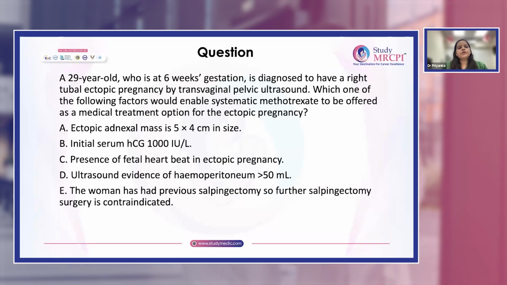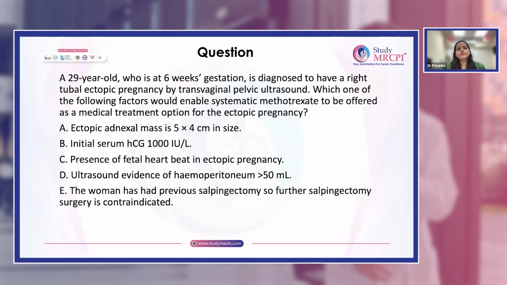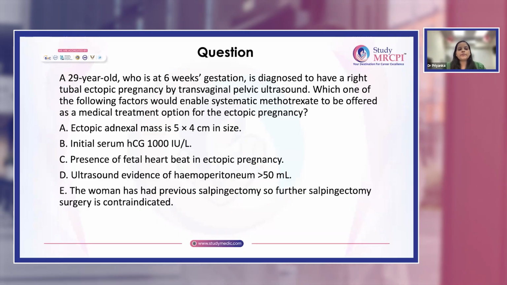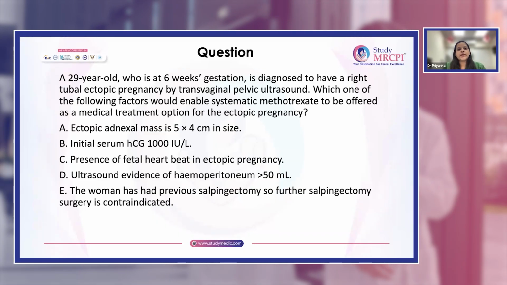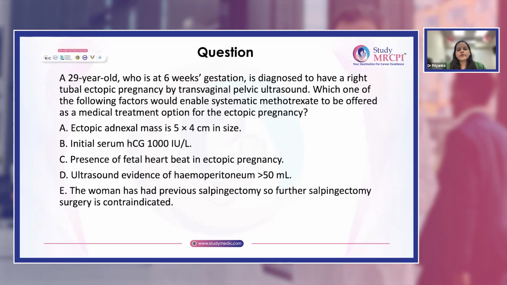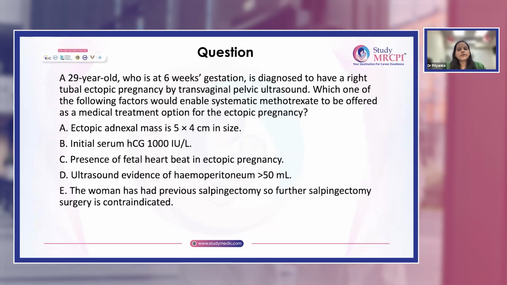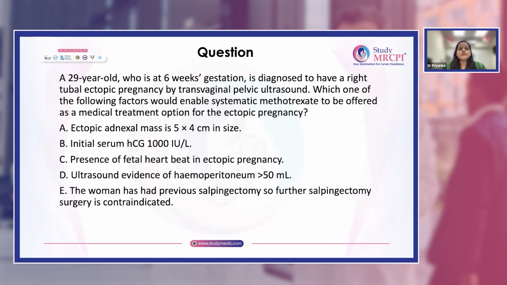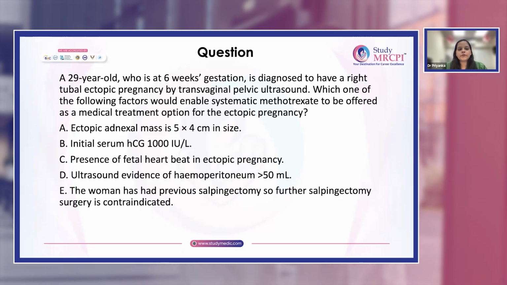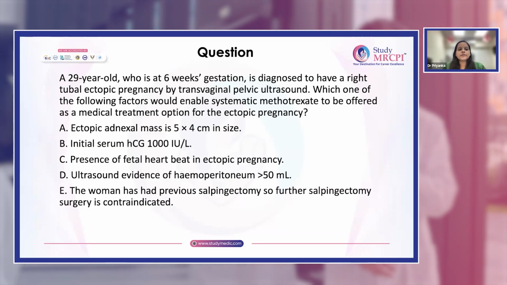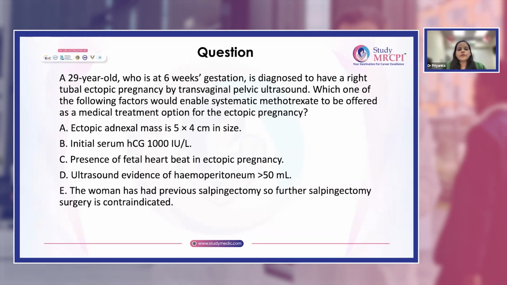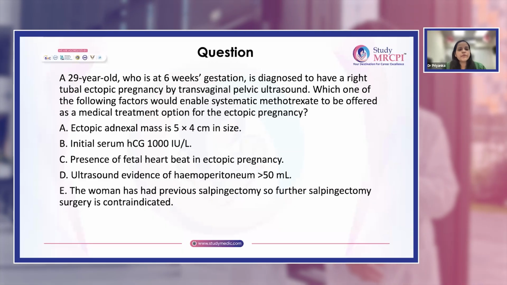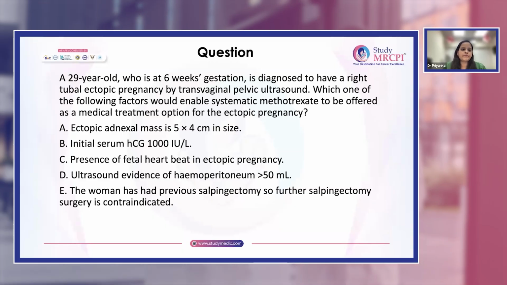So now this question, there is a 29-year-old woman who is at 6 weeks of pregnancy and is diagnosed to have a right tubal ectopic pregnancy by transvaginal pelvic scan. Which one of the following factors would enable systemic methotrexate to be offered as a medical treatment option for the ectopic pregnancy? So here she is already diagnosed with the right tubal ectopic pregnancy. The question that is asked is, of the following criteria, what are the criteria where she is fit to have medical management, that is by methotrexate?